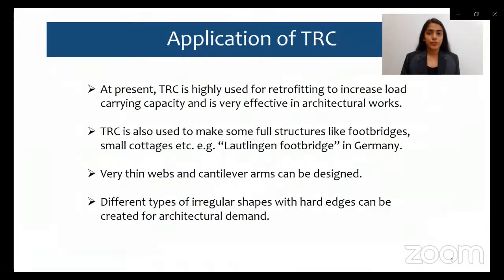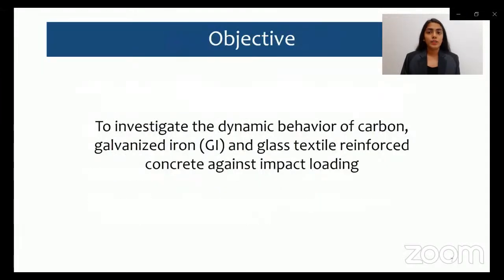TRC is used for retrofitting and architectural works. It is also used to make some full structures like foot bridges, small cottages, etc. It creates different irregular shapes, which is very difficult by RC systems. The objective of our research was to investigate the dynamic behavior of carbon, galvanized iron, and glass textile reinforced concrete against impact loading.